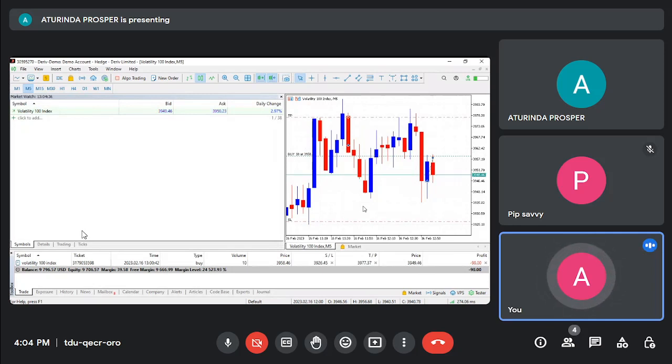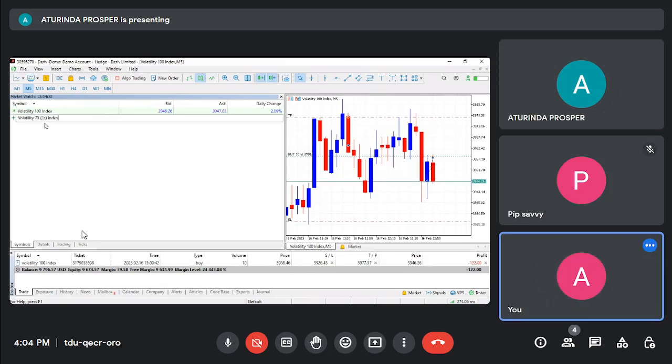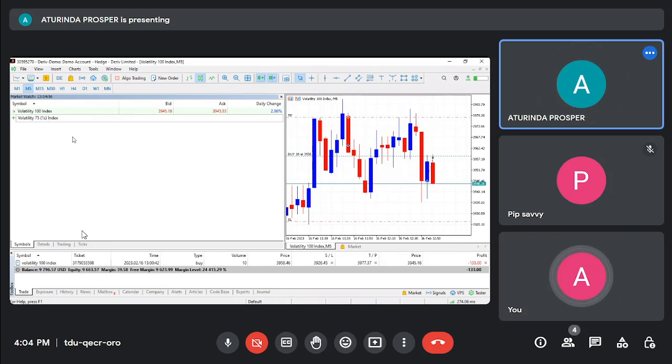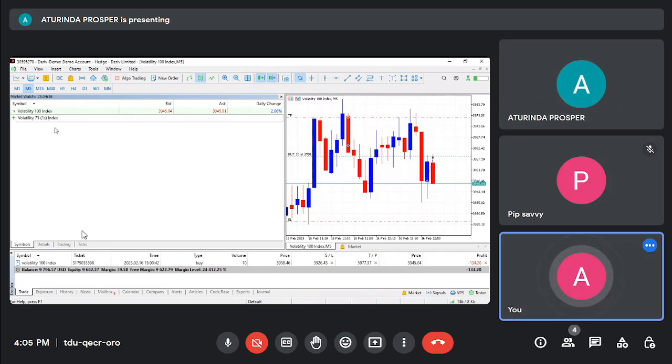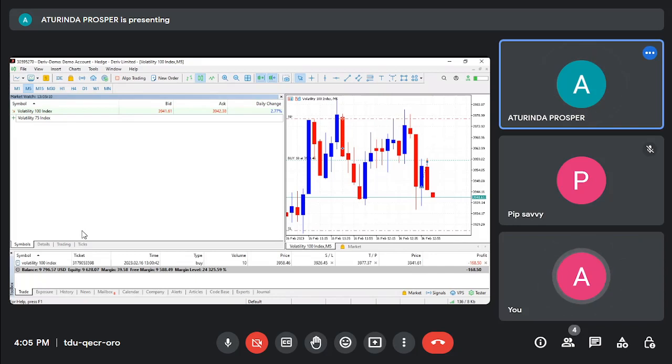Are you seeing below 100 index? There is click to add. You put there the cursor and you type there volatility 75 index. You just added volatility 75 index. 75 space enter. That is okay. Yeah, enter.